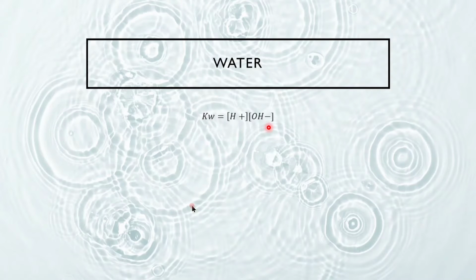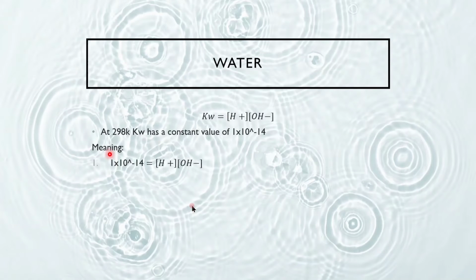So we now have our Kw equilibrium constant equation. And at 298 Kelvin, Kw has a constant value of 1 times 10 to the minus 14. And Kw, as with any equilibrium constant, is temperature dependent, because at different temperatures water will release more or fewer hydrogen ions. So at 298 Kelvin, standard temperature, it has a constant value of 1 times 10 to the minus 14. But what does this mean?